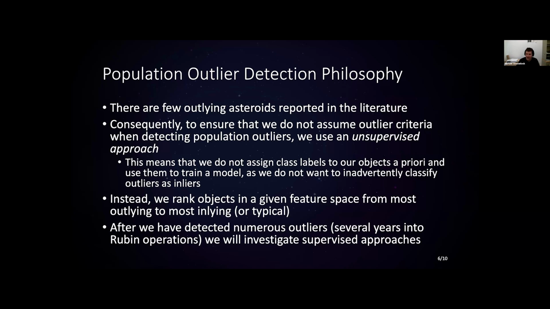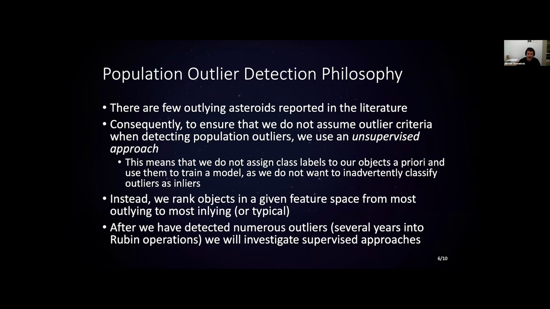With supervised machine learning, you typically train a model using class labels. So in this case, you might say inlier versus outlier. We're not doing that at this point, just because we don't want to create a model that might say that an outlier asteroid is an inlier asteroid or vice versa. So instead, we're using an unsupervised approach where we simply rank objects in a given feature space from most outlier to most inlier, or the most typical object in the feature space. I'll discuss what I mean by feature space in a minute.